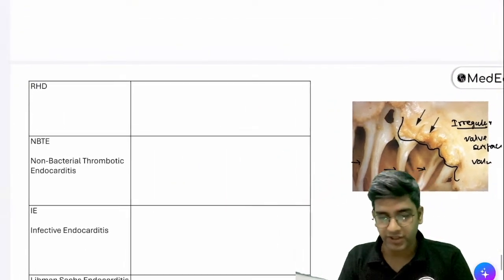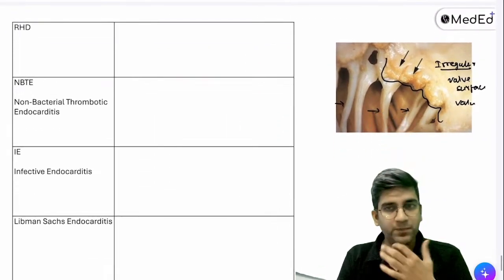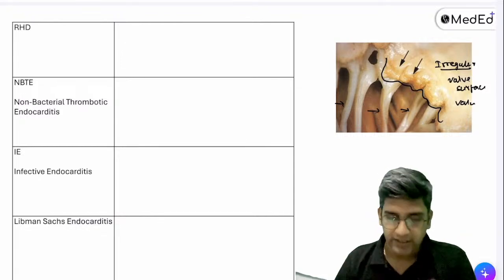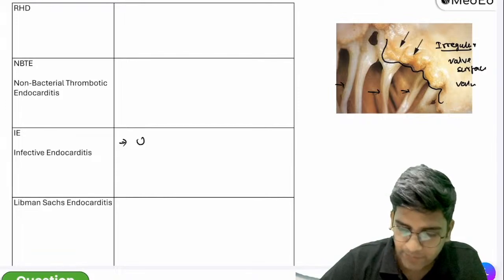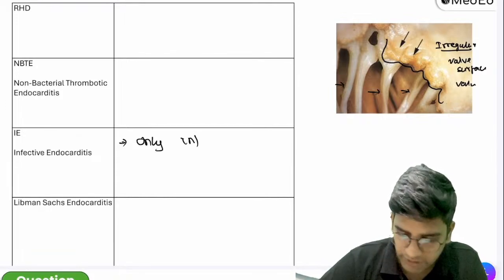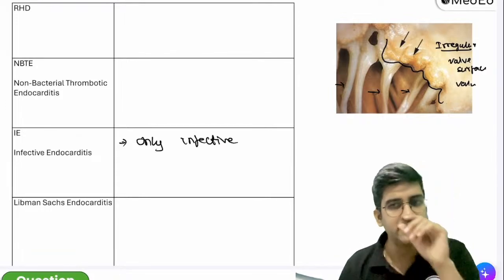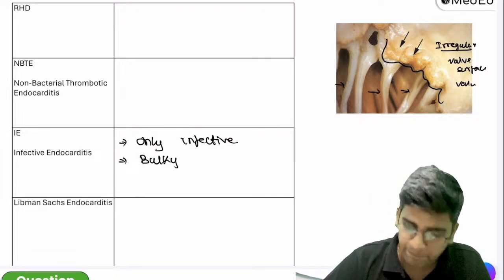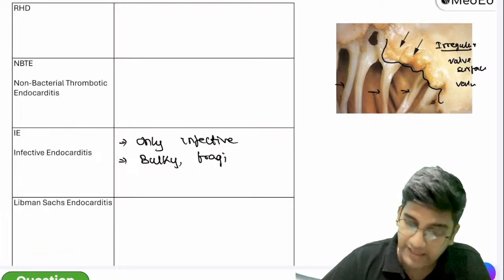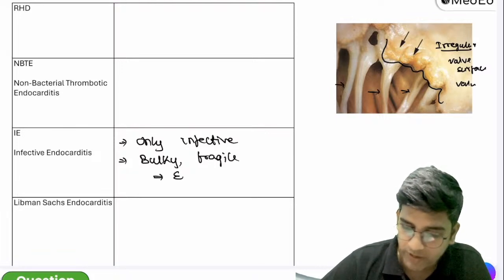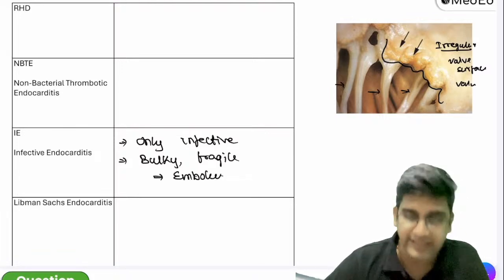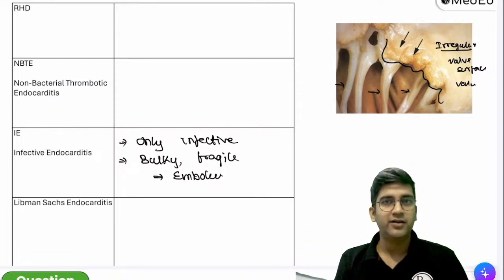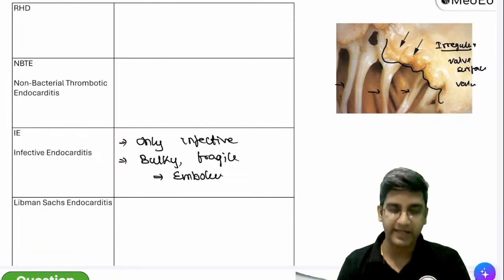There are 4 different types of vegetation: rheumatic heart disease, NBT, infective endocarditis, and Libman-Sacks, right? In this, infective endocarditis is the only infective vegetation. Nothing else is infective. This is the only vegetation which is very huge. They are very bulky, very fragile, and this is the only vegetation which can undergo embolus. It can break and embolize. Rest everything is very tiny, like 5 millimeter, 10 millimeter. They won't break and go.